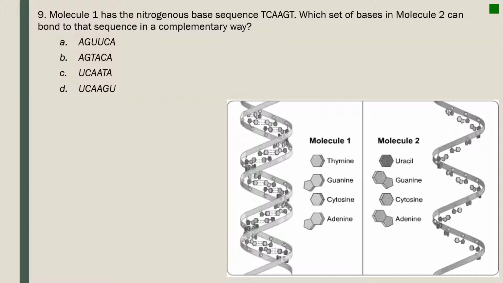9. Molecule 1 has the nitrogenous base sequence TCAAGT. Which set of bases in molecule 2 can bond to that sequence in a complementary way? A. AGUUCA. B. AGTACA. C. UCAATA. D. UCAAGU.